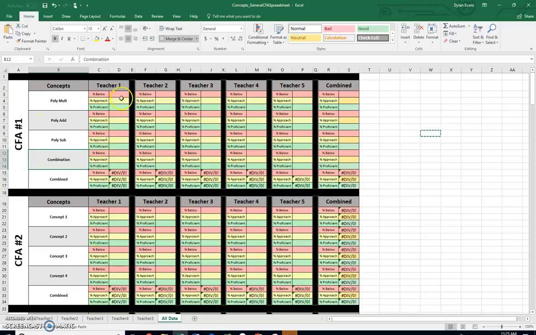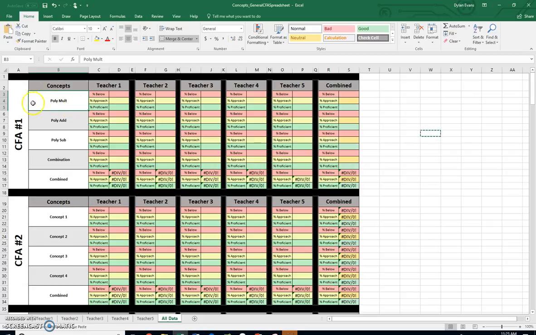And so what I want to do is edit the percentage below, the percentage approaching, and the percentage proficient for each one of these concepts. It depends on the number of questions that each concept has. The way that the spreadsheet is set up by default is if each one of these concepts only has 3 questions. I will say before we get going, make sure that each concept at least has more than one question.